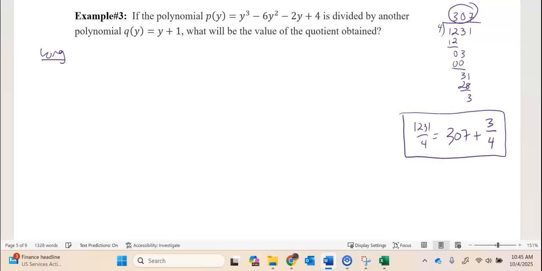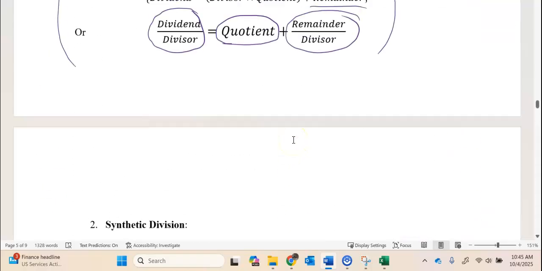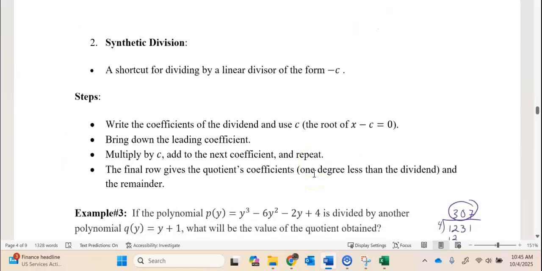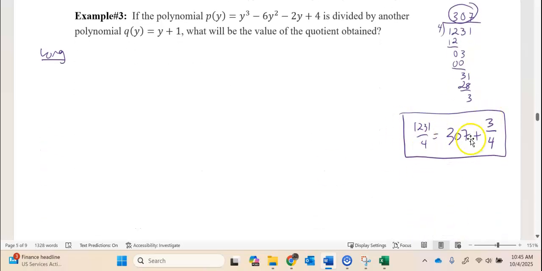I want you to connect this to this up here. If I have something divided by something else, I can write it as the quotient plus the remainder over the divisor. We can see that fairly easily with just numbers, and I'm going to be able to do that with polynomials as well. Okay? All right. So let's do long division on this one. So I have this cubic, y cubed minus 6y squared minus 2y plus 4, all divided by y plus 1.